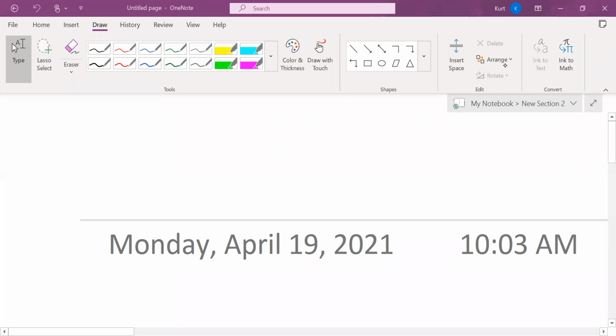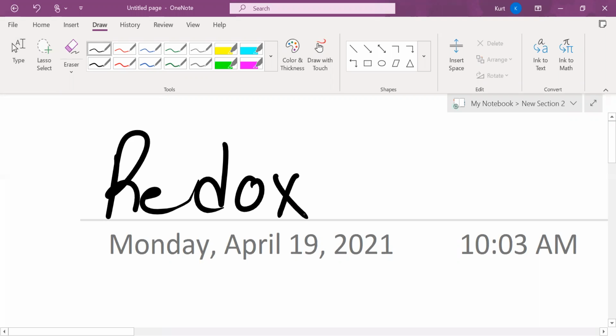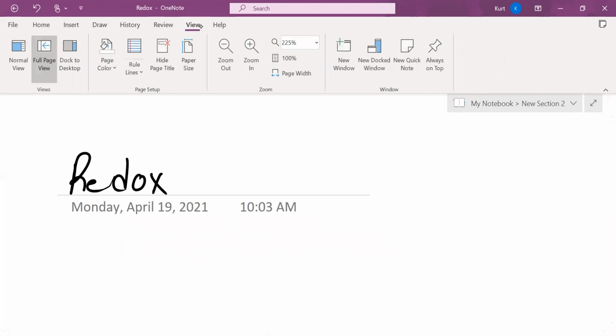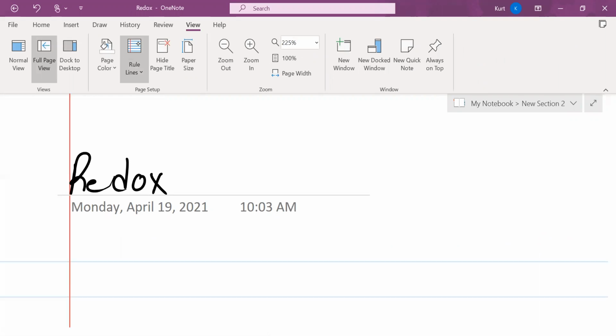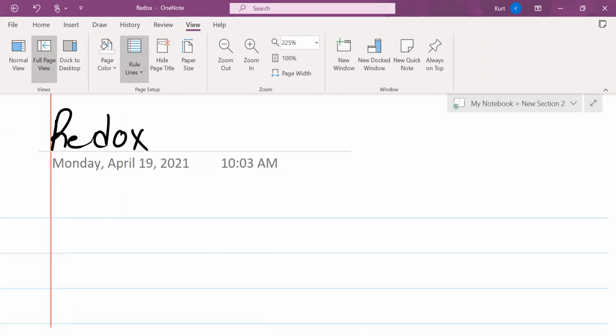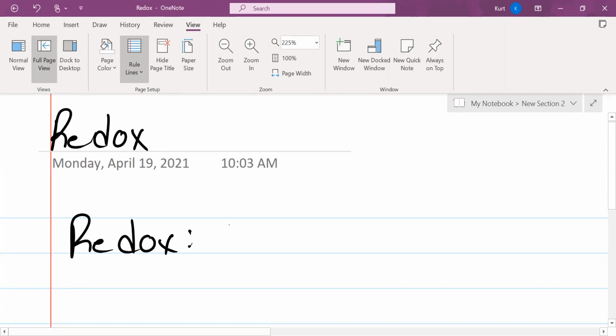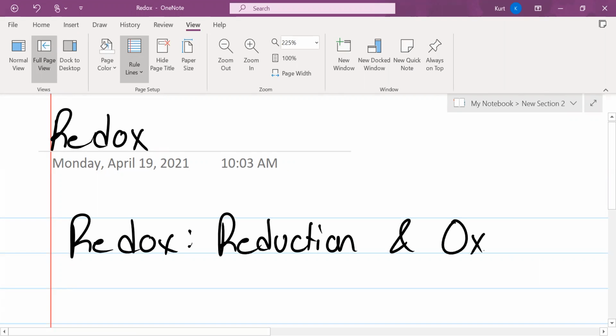This is Unit 15. It is titled Redox. Not Reeboks, Redox. Redox is short for reduction and oxidation.